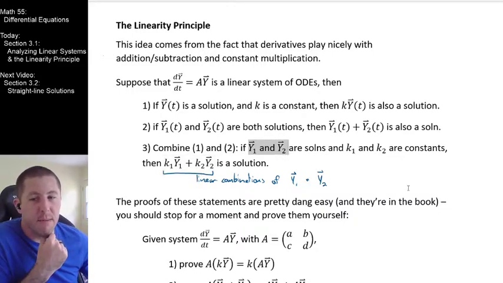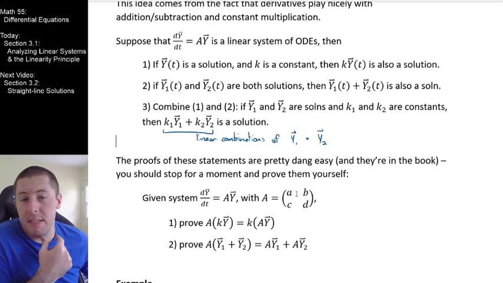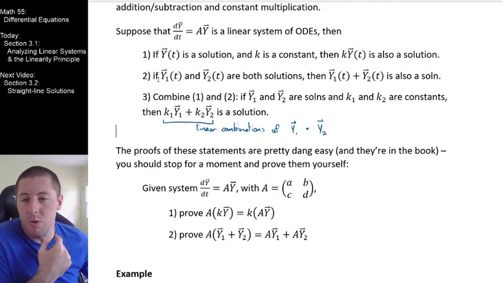So the question for section 3.2 is, what are the easiest two solutions we can find for any differential equation? That's exactly what section 3.2 is going to cover. The proofs of statement 1 and statement 2 are pretty easy. The book does them, and you should stop for a moment and prove them yourself as well.